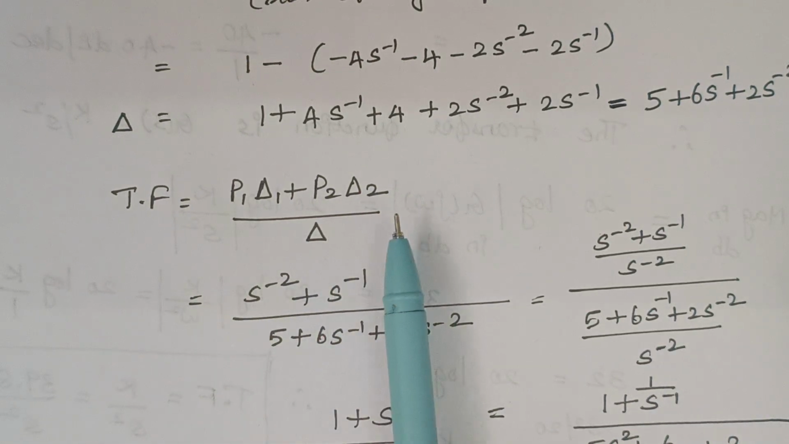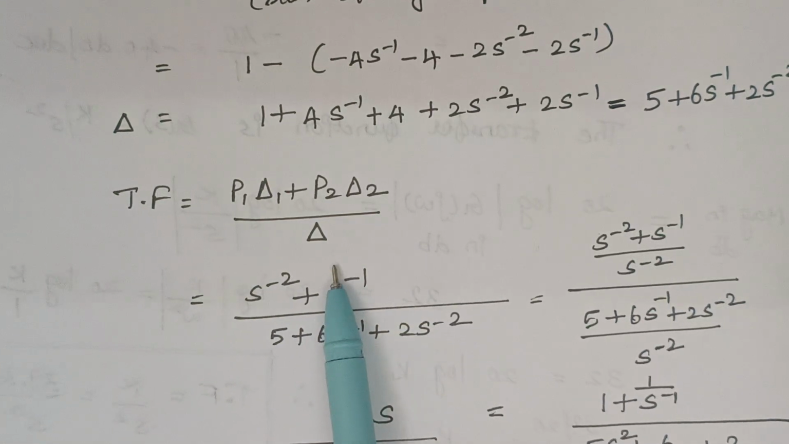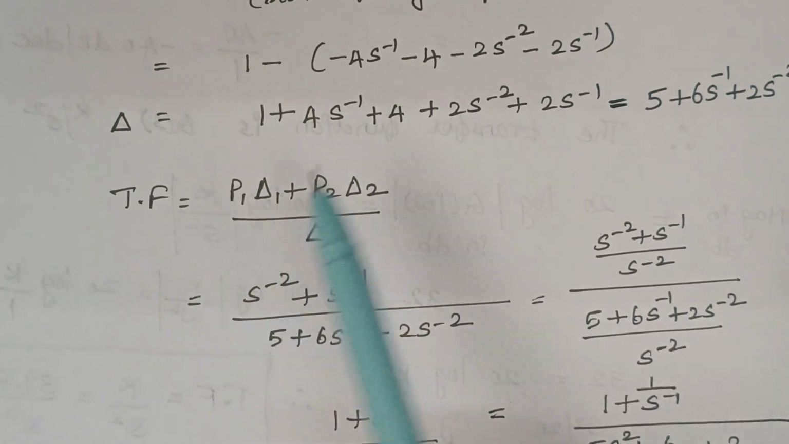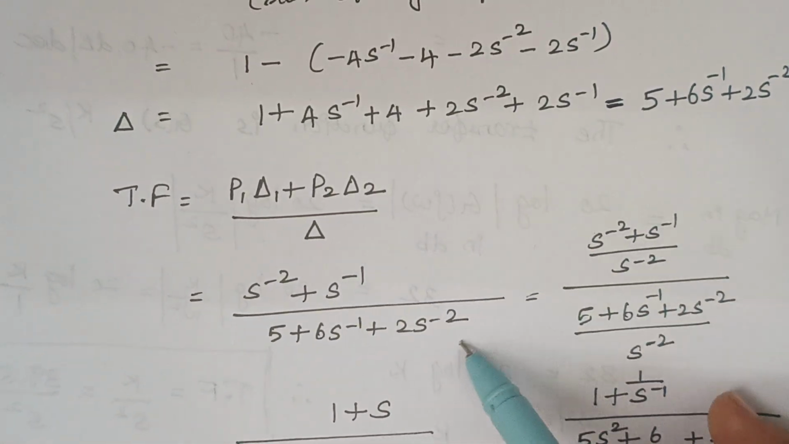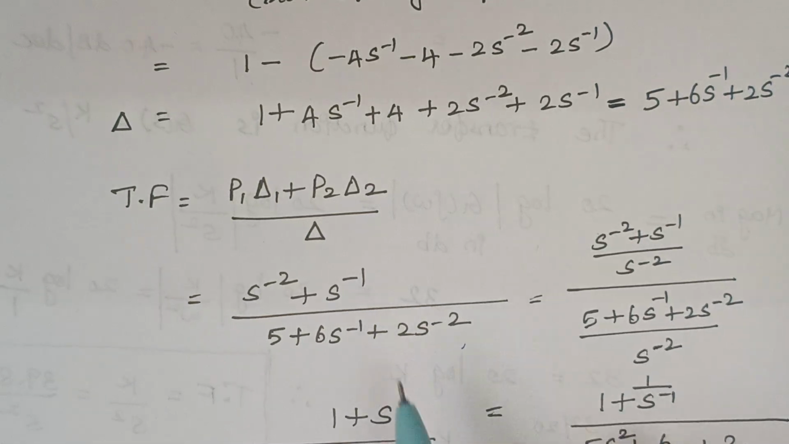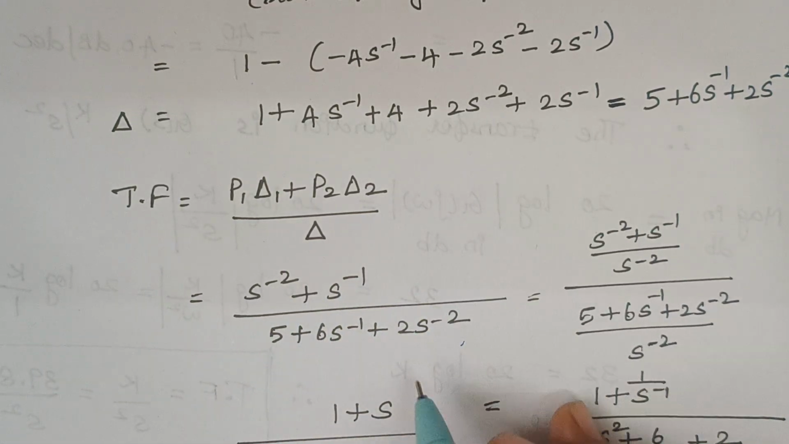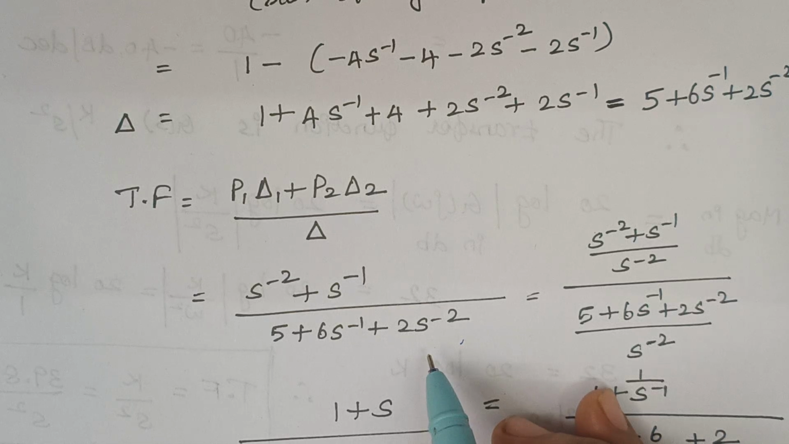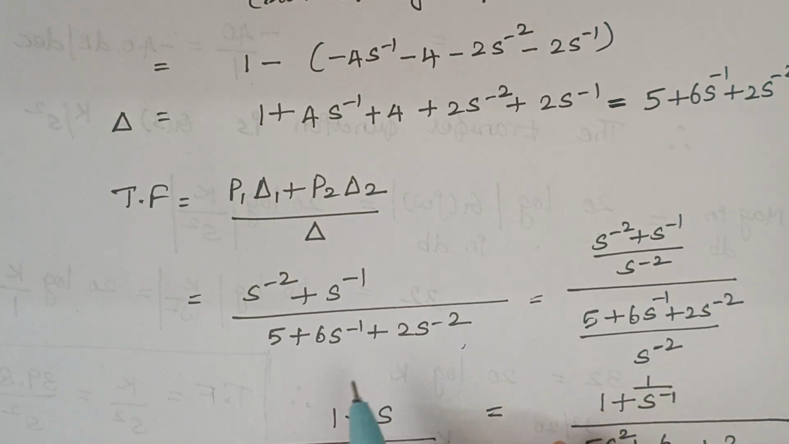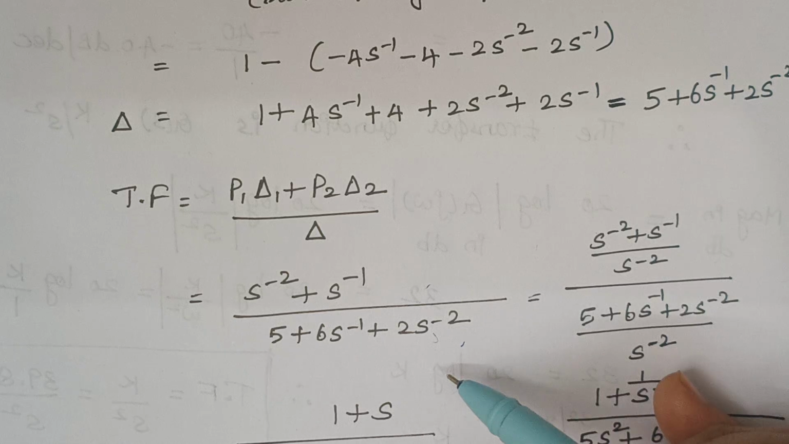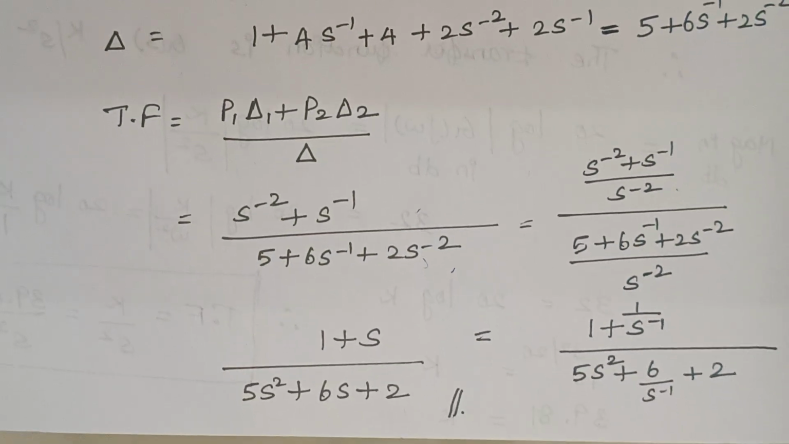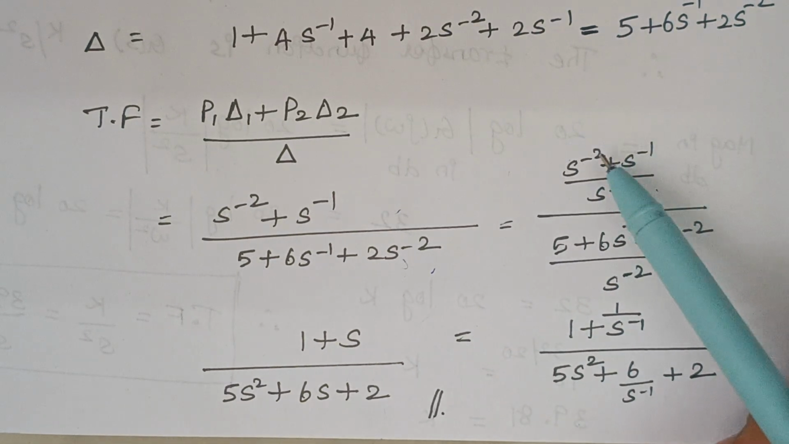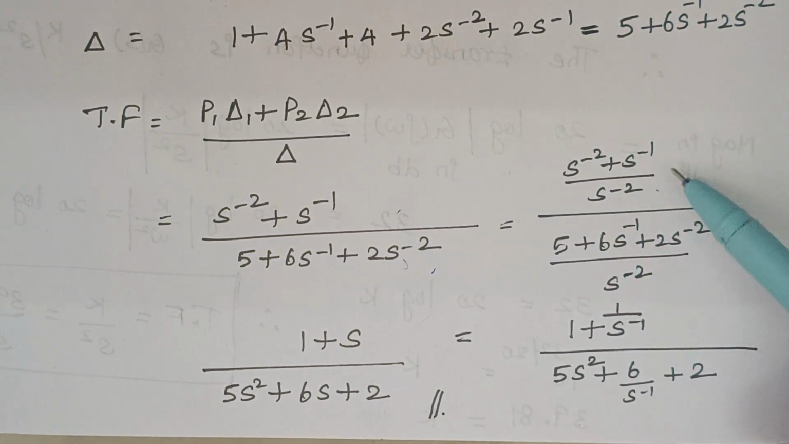P1 del 1 plus P2 del 2 divided by del. So P1 del 1, we know the value of P1, we know del 1. Similarly, P2 and del 2, just substitute the values. After substituting, you see, we are having a transfer function like this. Still, I want the transfer function to be modified. So here, we are dividing both the numerator and denominator by s to the power minus 2. When you divide, it gets simplified as, these two will cancel each other, and here there will be an s to the power minus 1 in the denominator.